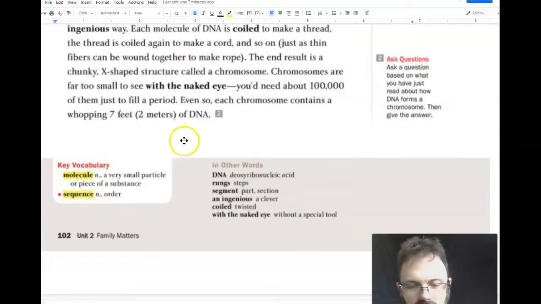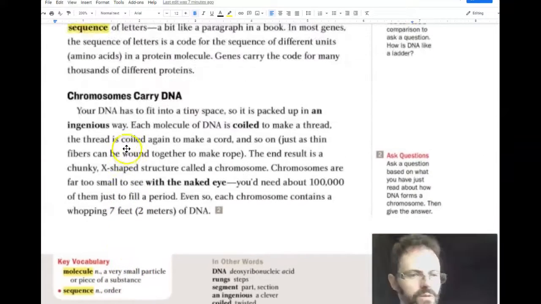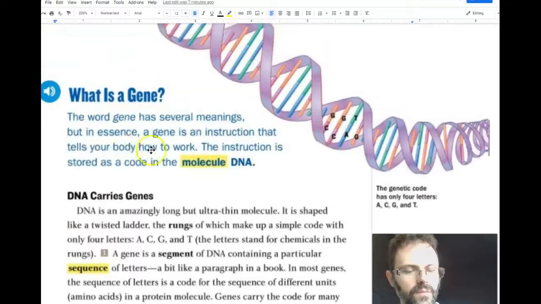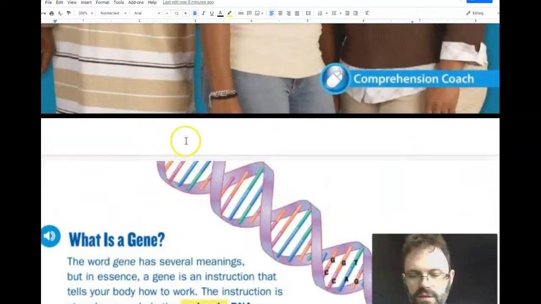And I'm trying to get an answer to this question. And also, I'm going to look here for key vocabulary. You can see there's a dictionary definition. It says a very small particle or piece of a substance. So that's what a molecule is. And then I'm going to try to find the answer to the question. And the answer here is found right here. So the instruction is stored as a code in the DNA, in the molecule DNA.